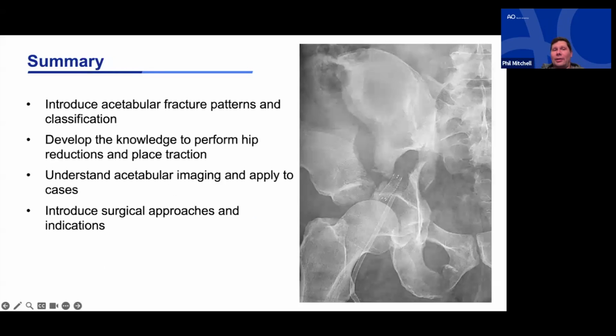So we covered a lot. We introduced different patterns, the classification scheme. Again, if you're going to hit anything and be ready for your clinic with your trauma faculty, you may go over some acetabular cases. Knowledge of that's going to be incredibly helpful. How to perform a hip reduction safely, how to place traction, when to place traction, when not to place traction. Some of the imaging as well, including the Judet films to get familiar with, and then how to apply these to cases. And then lastly, the surgical approaches, and then when we fix, and then when we don't, and then some of when we replace.